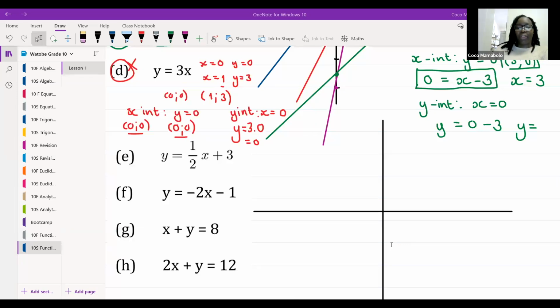For those of you who understand the rest of the concept, go on ahead and finish up. In my case, my internet was gone for 1 second and then it came straight back. Okay, y will be equal to -3. So this point over here will be 0 and -3.